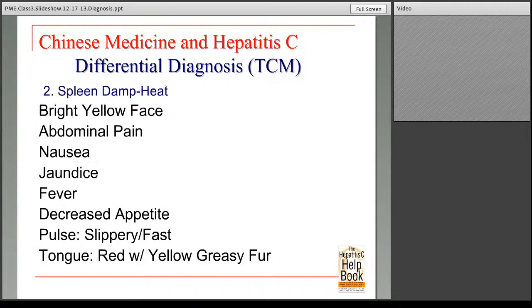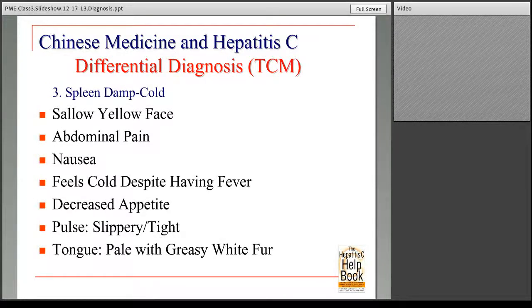Now that's to be differentiated to some degree from spleen damp heat, where there is a bright yellow face. It's a type of jaundice, but it looks different, with abdominal pain, nausea, fevers, and of course decreased appetite associated with the nausea. The pulse can be slippery and fast, and the tongue is often red with a yellow greasy fur. So these are still in the acute stages.